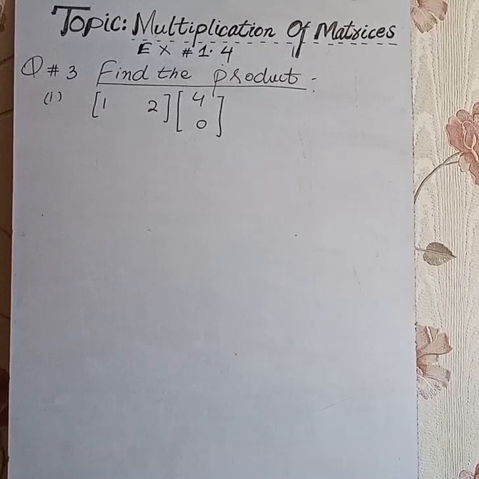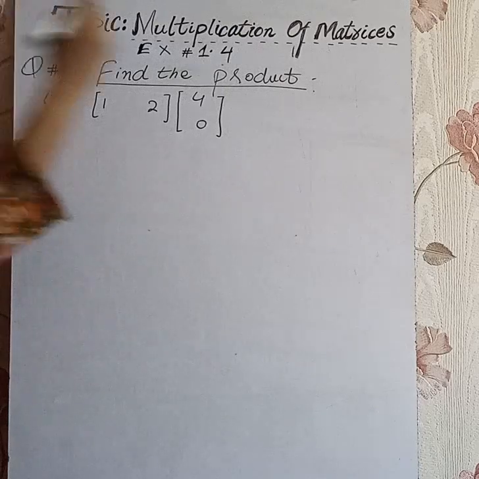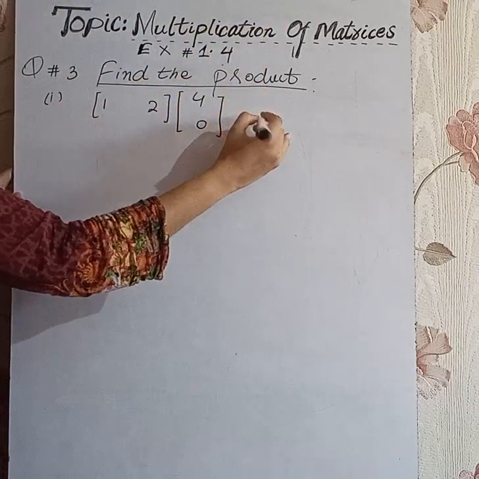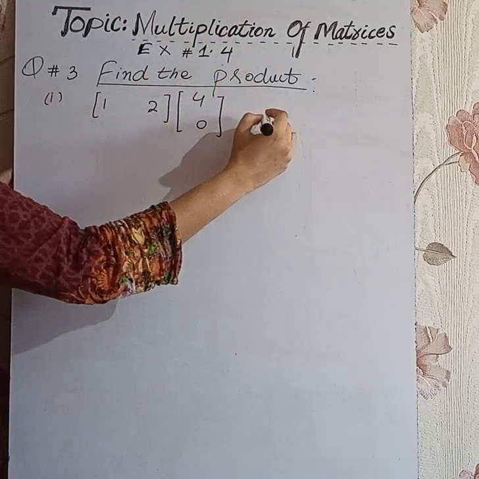Okay, now it's time to solve question number 3. Find the product. Product means multiplication. The two matrices given over here in part 1, we are going to multiply them. I have told you about the rule of multiplication: the rows of the first matrix are multiplied to the columns of the second matrix. I will write this rule over here. Keep this in your mind.